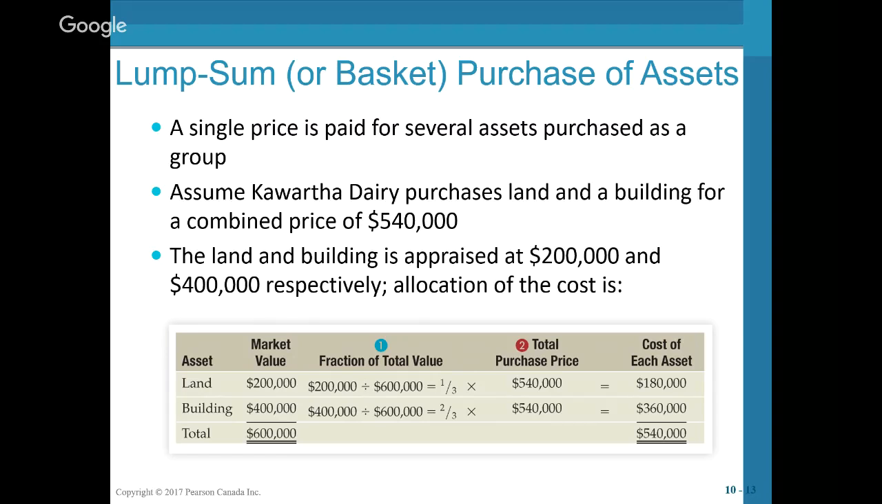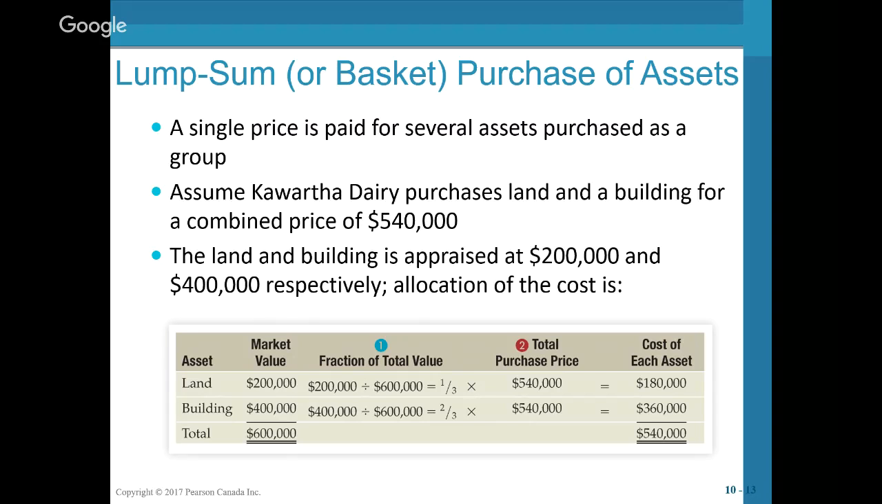The assumption is that Kawartha Dairy purchases land and a building for a combined price of $540,000. The land and building are appraised at $200,000 and $400,000 respectively. So our question is, we've bought $600,000 worth of stuff. How do we take that $600,000 and spread it out over the assets we only paid $540,000 for? So let's think about that. We received assets worth $600,000, but what we paid was $540,000.